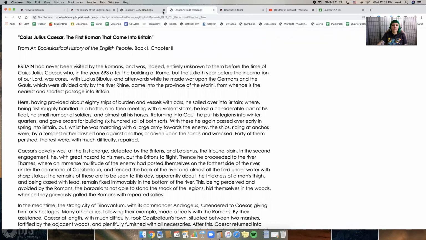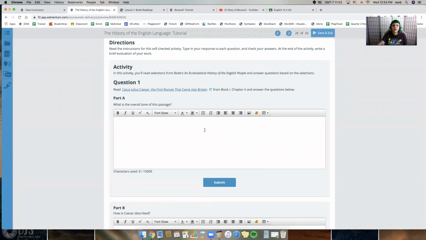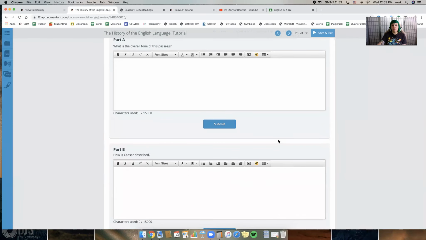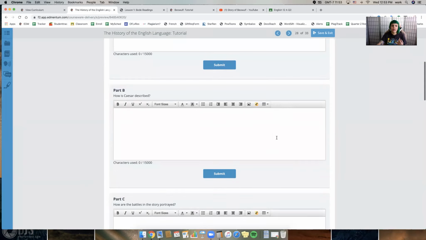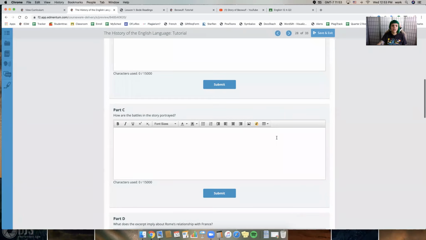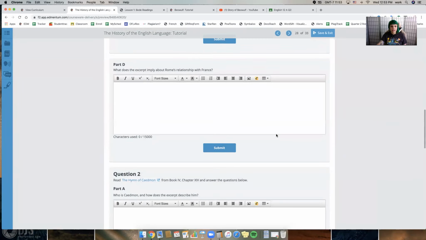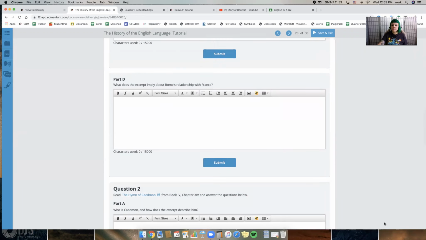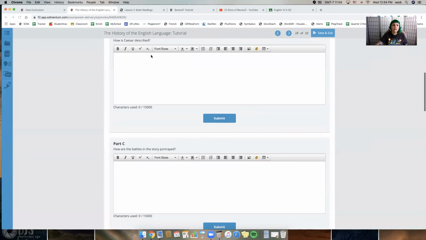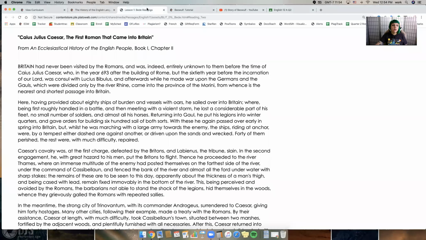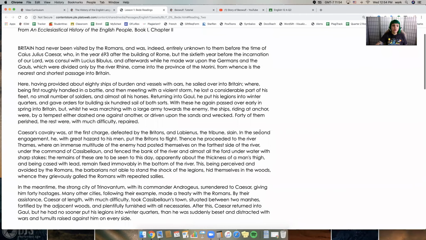Is this the same? It is. Okay. So we're going to be looking for the overall tone of the passage, how Caesar is described, how the battles in the story are portrayed, and what the excerpt implies about Rome's relationship with France. All right, so we're going to go ahead and read this first passage here.